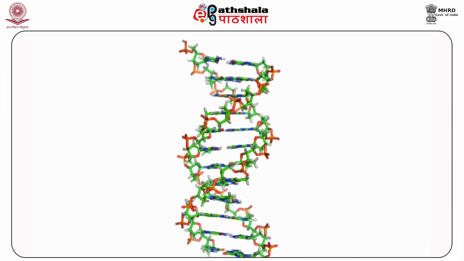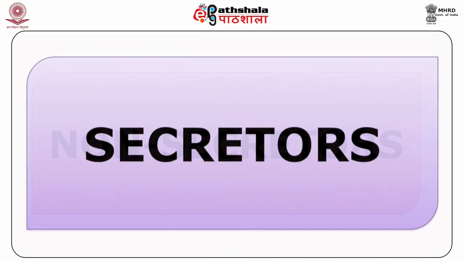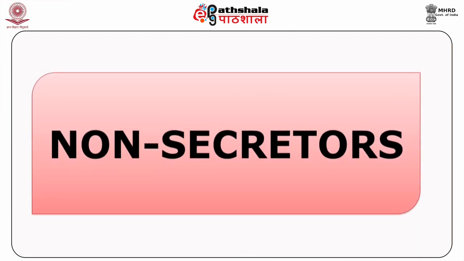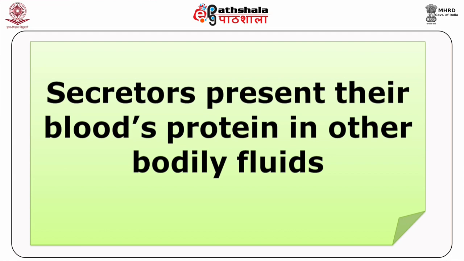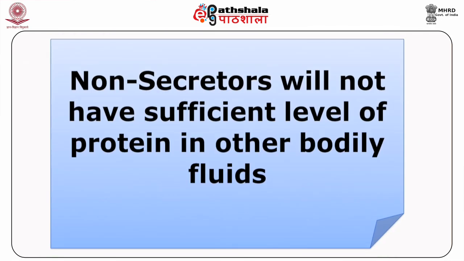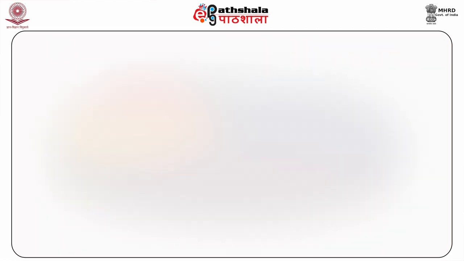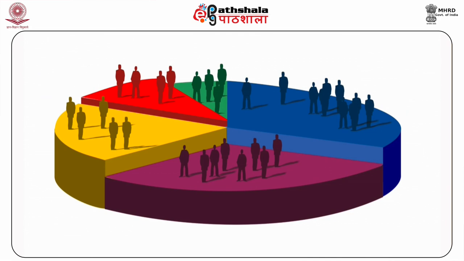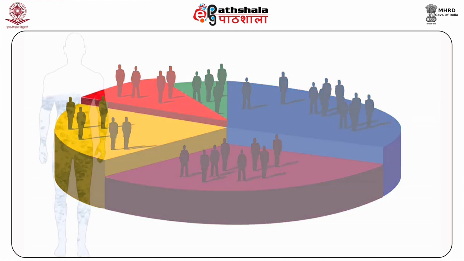Individuals may be known as secretors or non-secretors. Secretors present aspects of their blood's protein in other bodily fluids, whereas non-secretors will not have sufficient levels of protein in their bodily fluid to establish a match between two samples. Fortunately, the percentage of the population who are non-secretors is comparatively small.